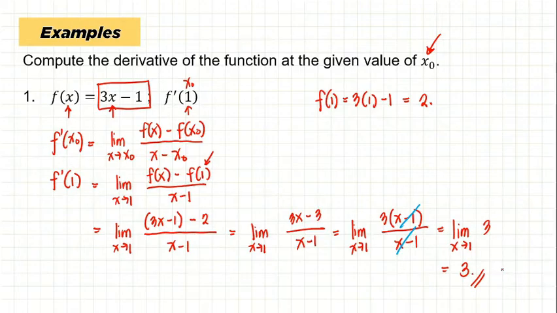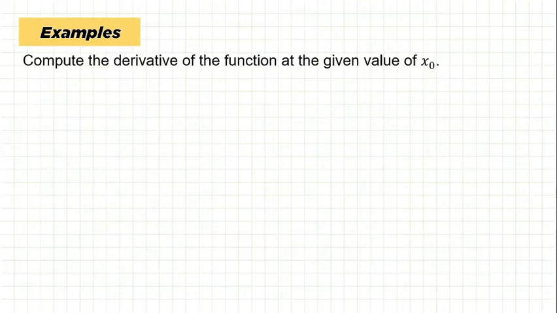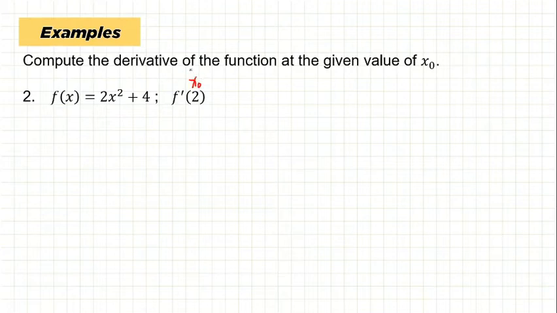And that's it. So we won't have a hard time anymore, because you now know how to solve for the slope of the tangent line. Let's have another example. We will compute the derivative of the function at the given value of x sub o, and that is 2. So here we will solve for f prime of 2.